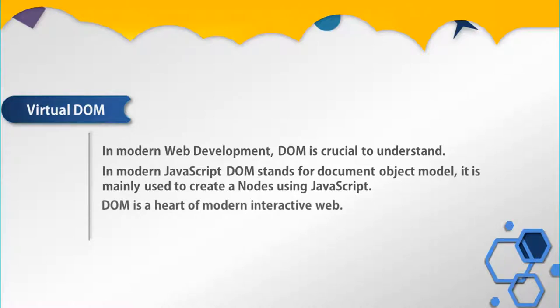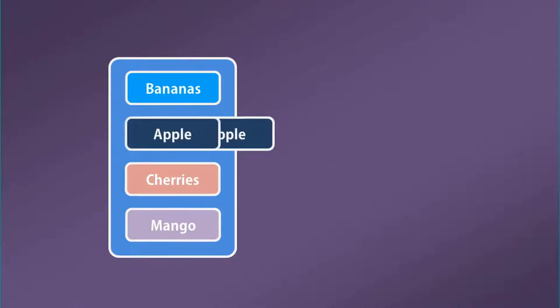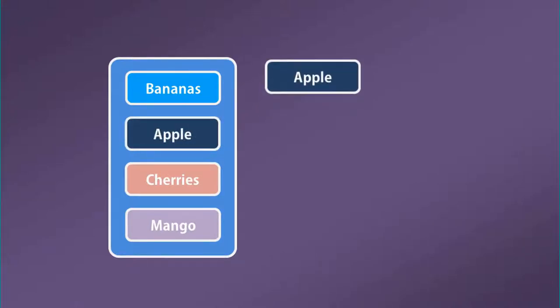But using a simple DOM is a lot slower than JavaScript operations. And in fact, most JavaScript frameworks update the DOM much more than they have to. Let's say you have a list of fruits and you choose your favorite fruit from the list. The JavaScript framework would rebuild the entire list. We only need to rebuild the selected item, but not the remaining.